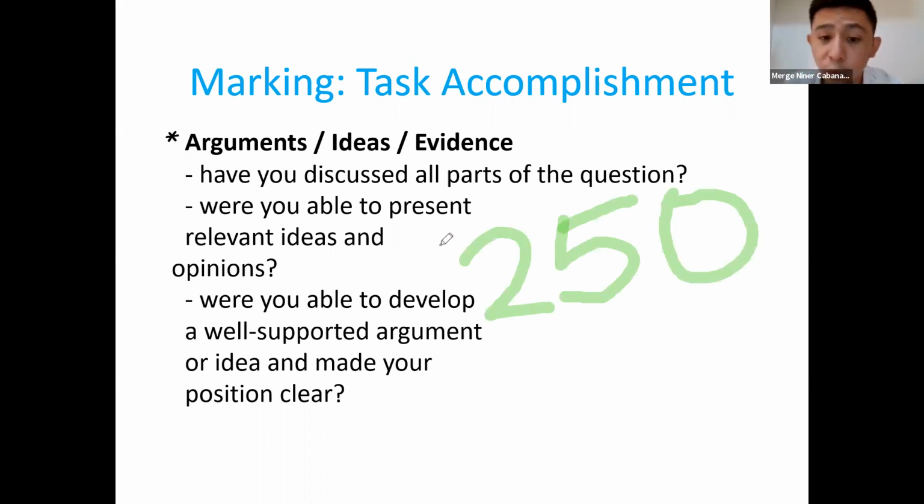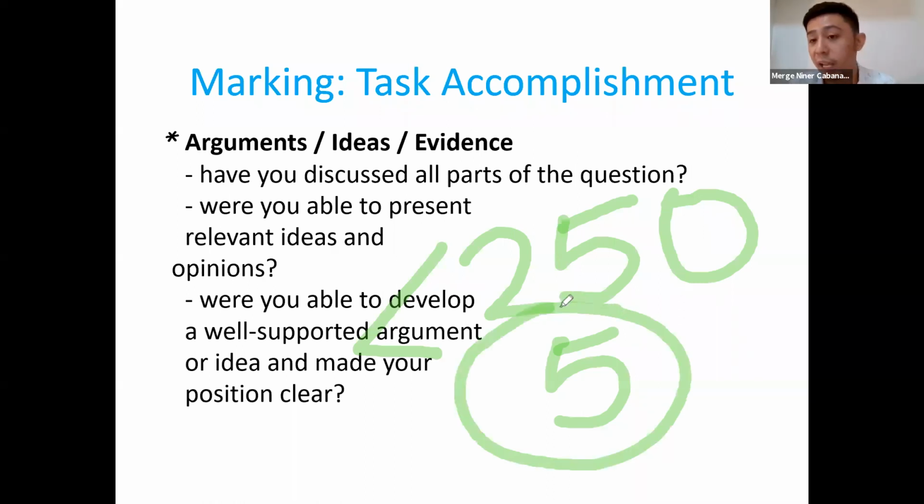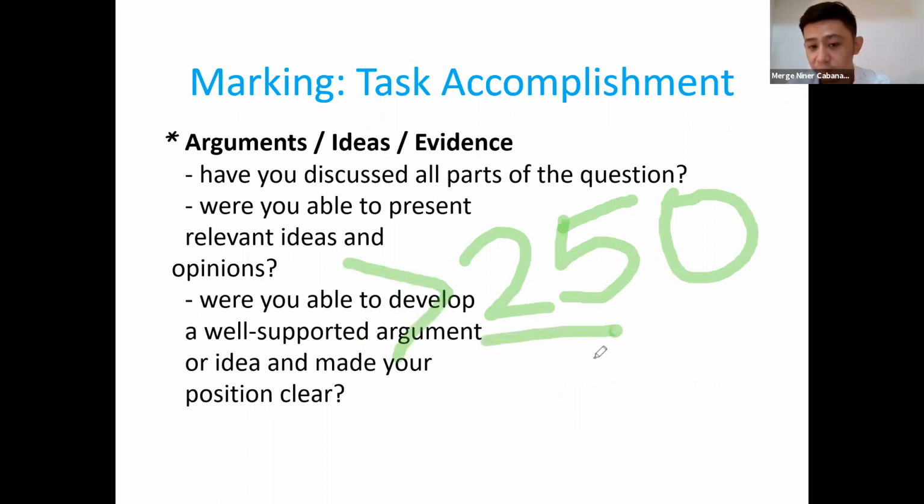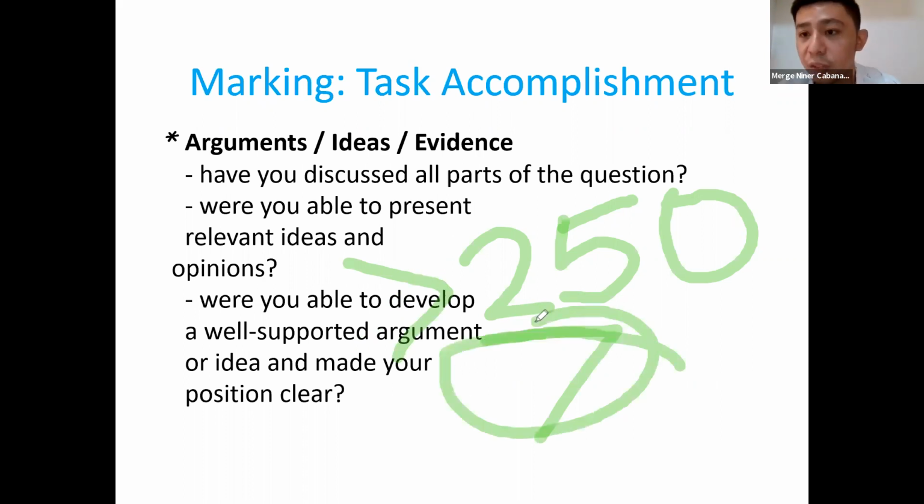250. If you're going to write less than 250, your TA score will automatically be 5. And we don't want 5 in your TA. As much as possible, we want a 7. So how can you get a band 7? Just make sure to write more than 250 words. So how are you going to do that? By, of course, getting as much information as you can before the examination day arrives.